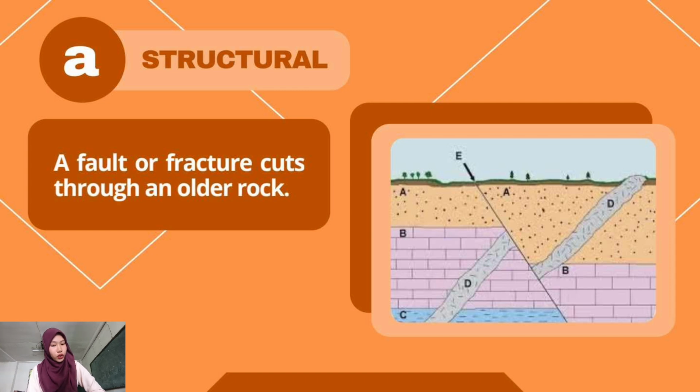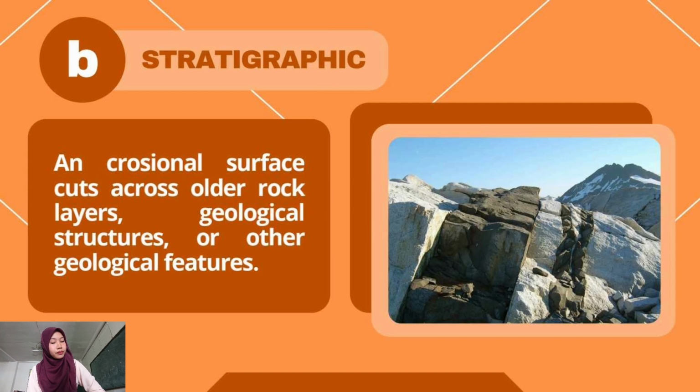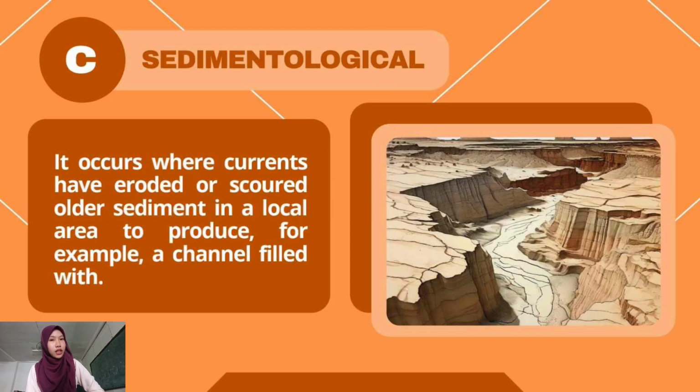The first one is structural. A fault or structure cuts through an older rock. Number 2, stratigraphic. An erosional surface cuts across older rock layers, geological structure, or other geological features. Number 3 is sedimentological. It occurs when currents have eroded or scoured older sediments in a local area to produce, for example, a channel filled with sand. That is an example of sedimentological.